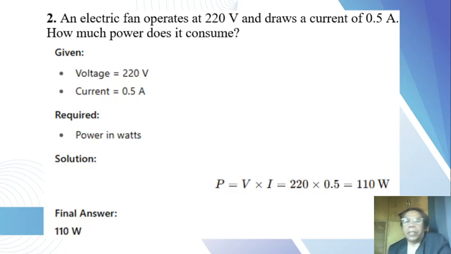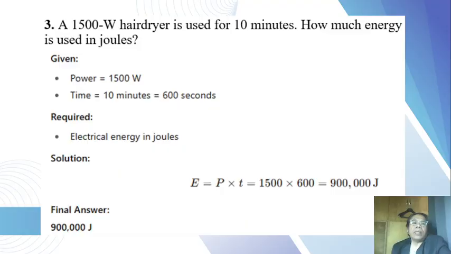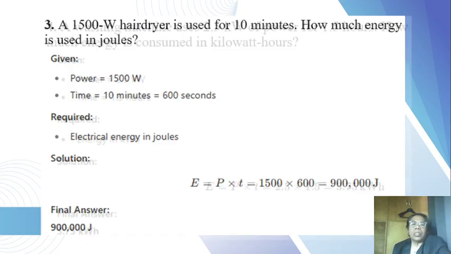Next, number 3. A 1,500 watt hairdryer is used for 10 minutes. How much energy is used in joules? So power is 1,500 watts. Time is 10 minutes, and converting it to seconds, it is 600 seconds. Electrical energy in joules is the one that is required. So E is equal to P times T. Substitute the values, 1,500 and 600 seconds. So you got 900,000 joules.